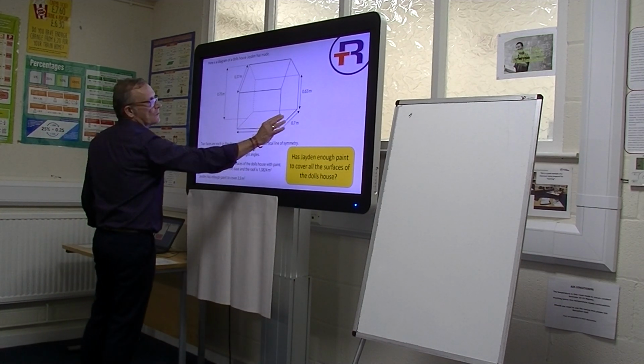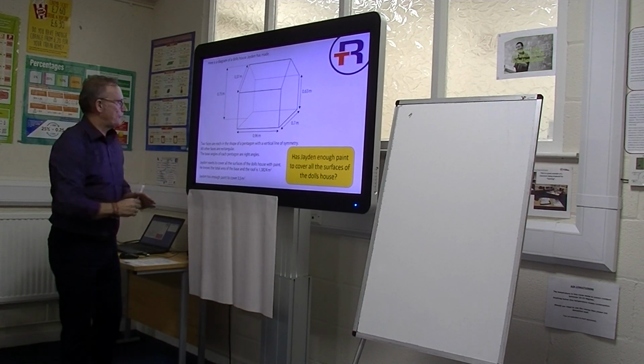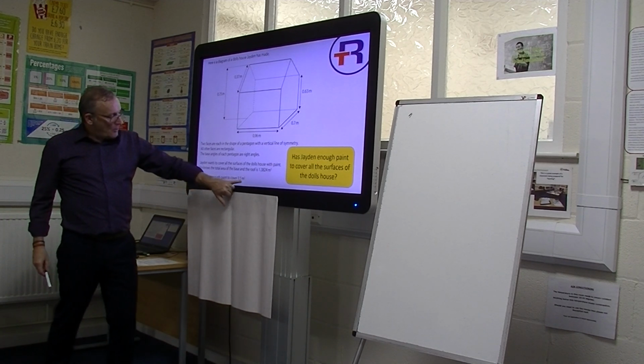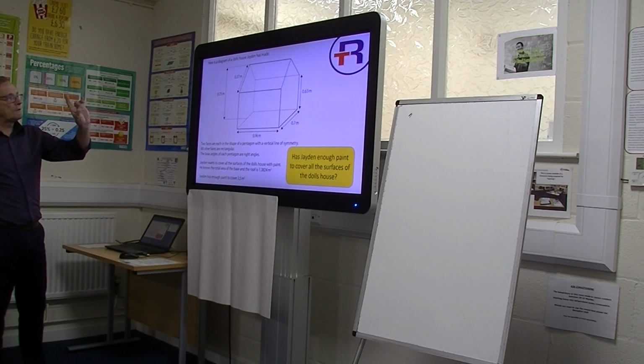So this bit's been worked out, and so is the roof, which is obviously 2 sides like that, isn't it? Yeah? He has enough paint to cover 3.5 square metres. So has he got enough to cover the full doll's house?